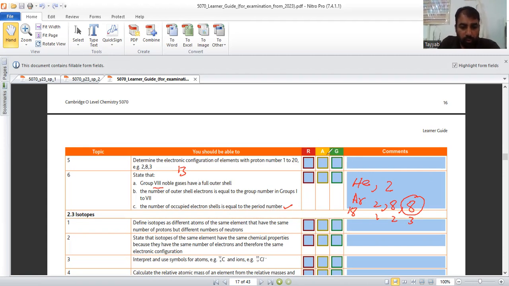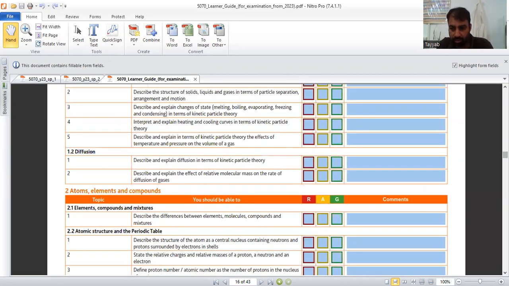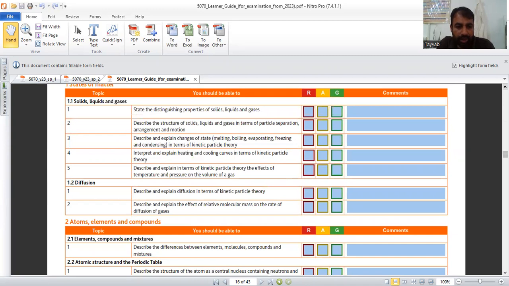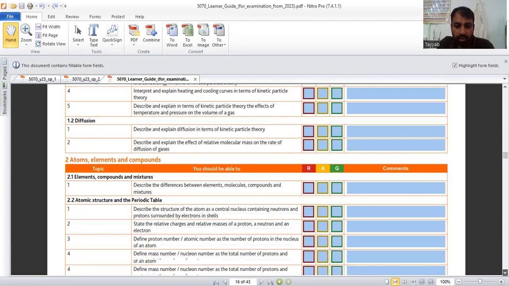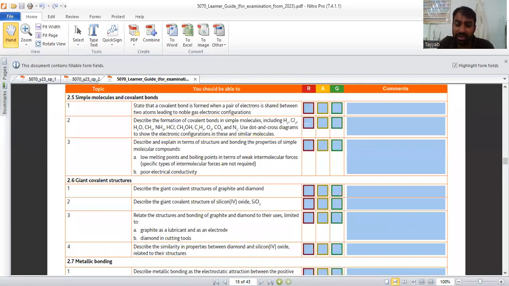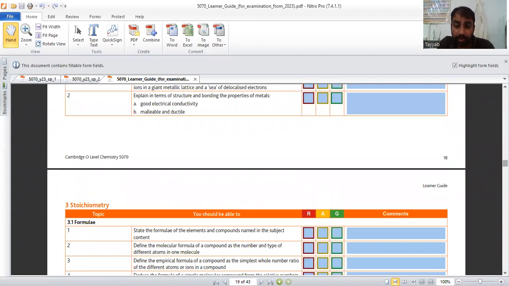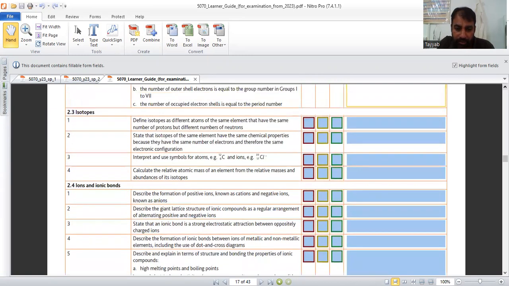Now we will move toward the next topic, which is isotopes. Very important topic. Isotopes. Iso basically means same. Atoms of the same element which have the same proton number. This indicates that proton number is the unique property of an element.